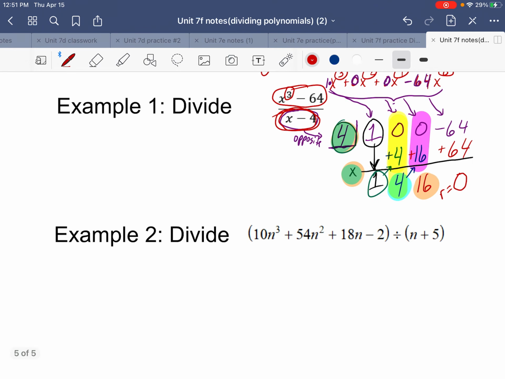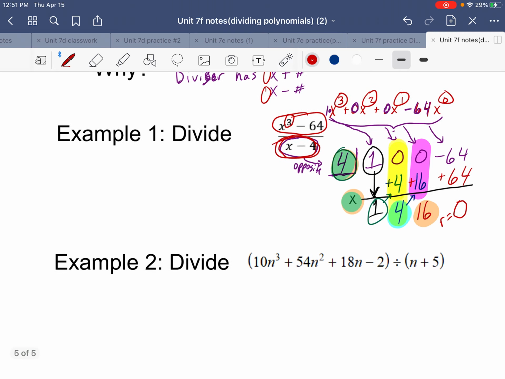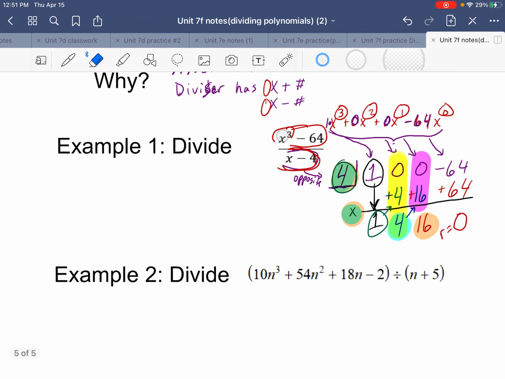But the actual dividing part, the answer, is going to come from, you look at the very beginning, we are taking x cubed minus 64 and dividing by x minus 4. If you look at the first two terms here, we have x cubed divided by x to the first. And think about what that would give you. That's going to give you x squared.